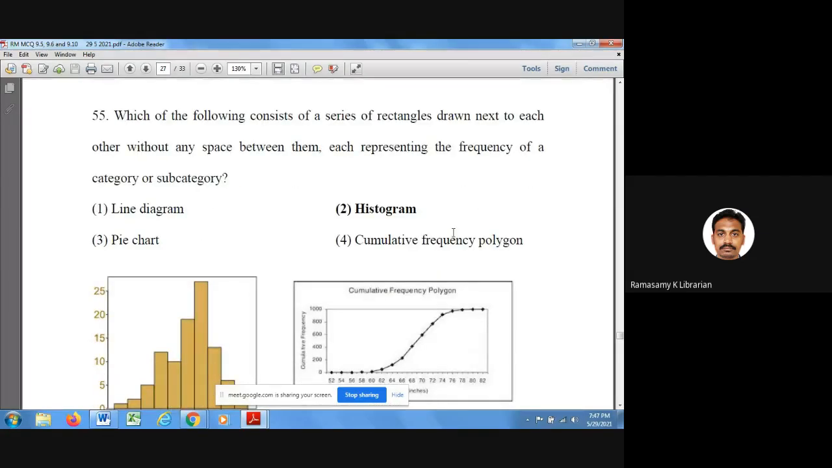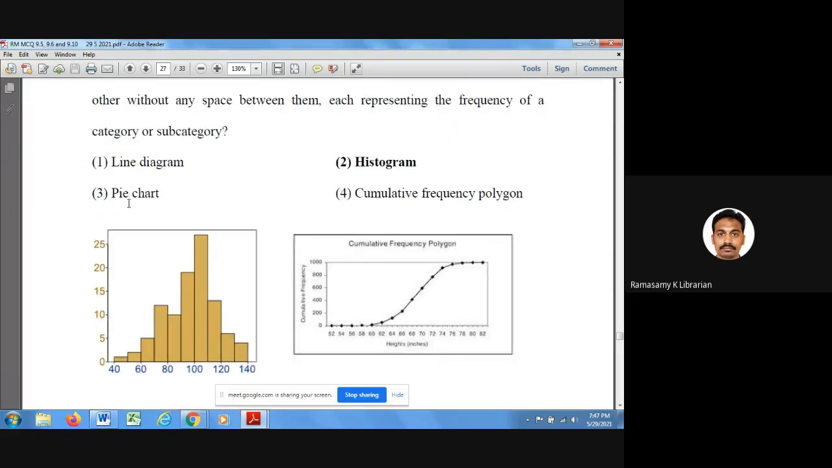Then, the following consist of a series of rectangles drawn next to each other without any space between them, each representing the frequency of a category or subcategory. See, if you take a pie diagram, that is a kind of a circle. If you take a line diagram, there will be a gap in between the lines. If you take cumulative frequency polygon, that is called ogive.